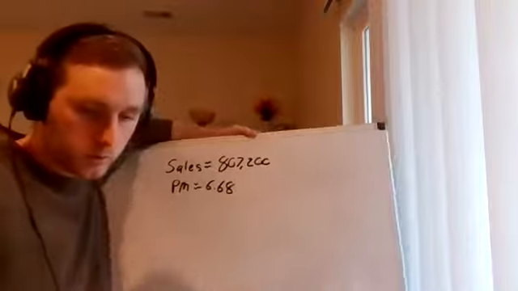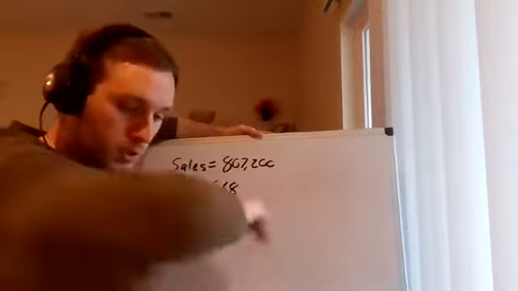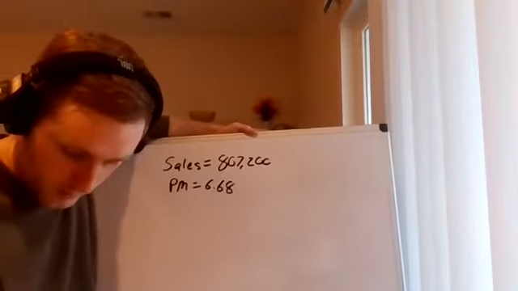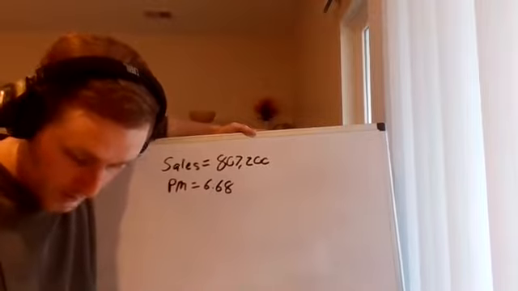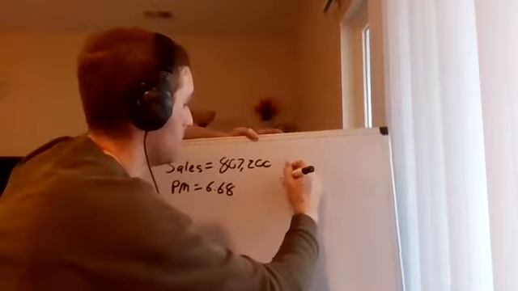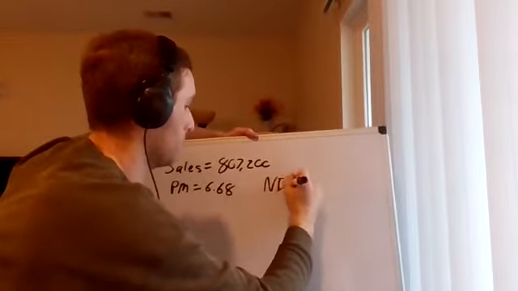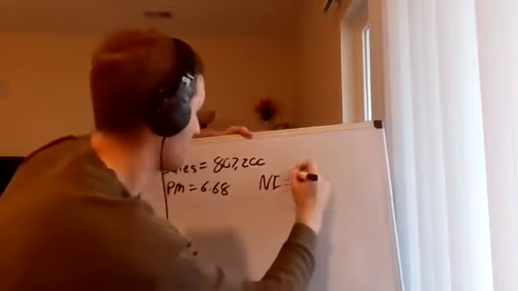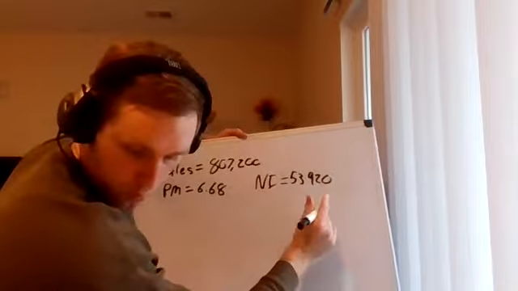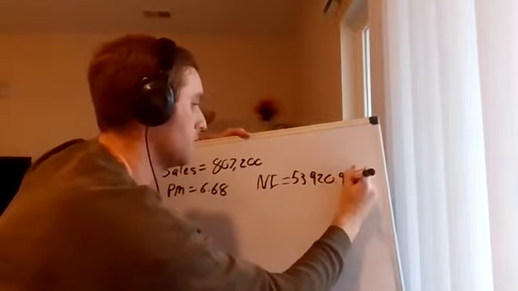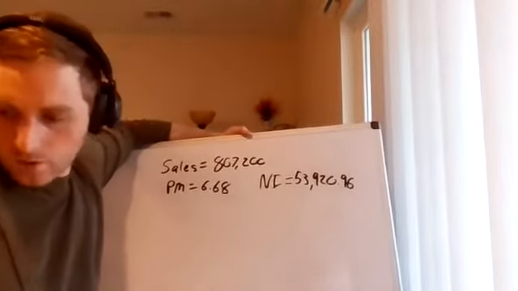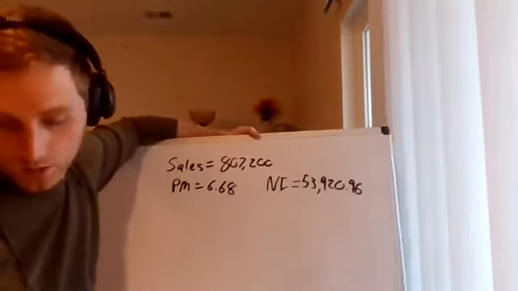So what we'll do is we'll multiply these. Again, we have to turn this into a decimal when we're calculating. So we'll do 807,200 times 0.0668, and that equals, so our NI, our net income, equals 53,920.96. All right, so we got one part of our equation there. Next, we got to find our total equity.